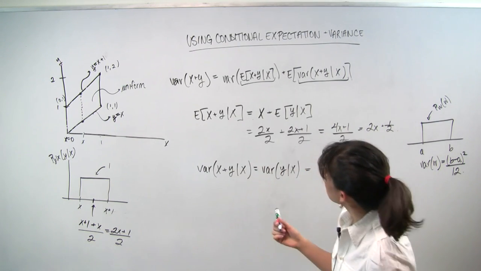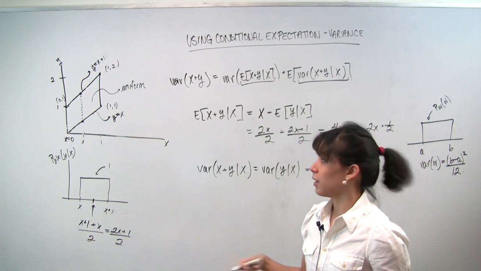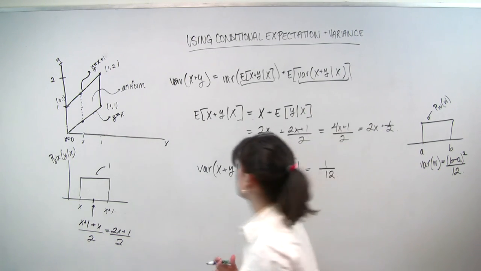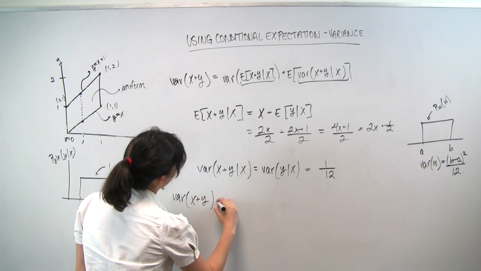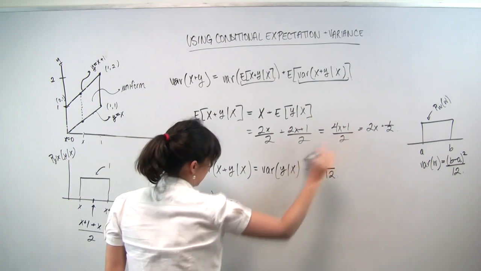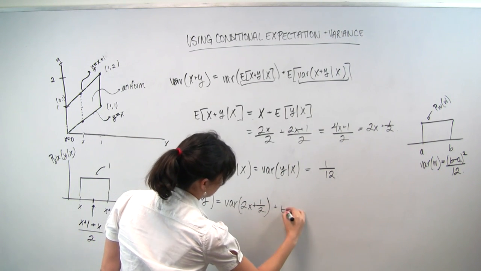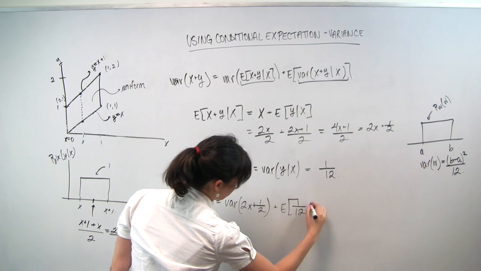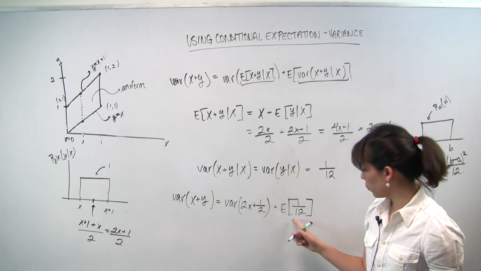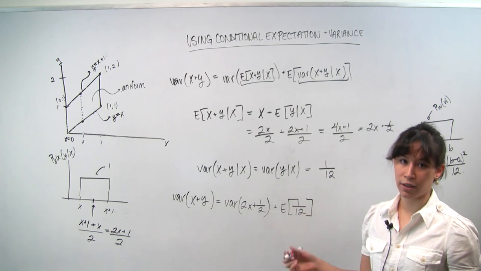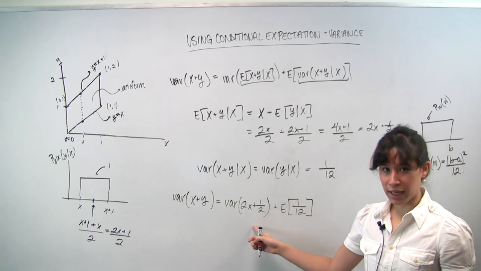So we're making good progress because we have this inner quantity and this inner quantity. Now all we need to do is take the outer variance and the outer expectation. So writing this all down, we get the variance of x plus y is equal to the variance of this guy, 2x plus 1/2, plus the expectation of 1/12. This term is quite simple. We know that the expectation of a constant, or of a scalar, is simply that scalar, so this evaluates to 1/12.